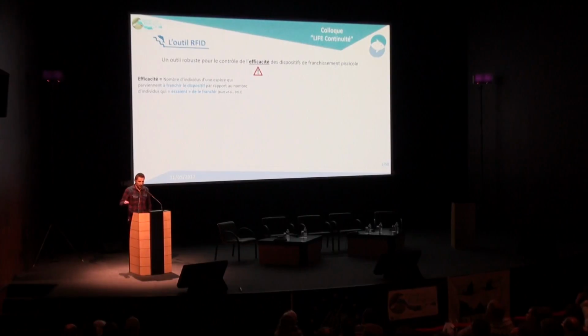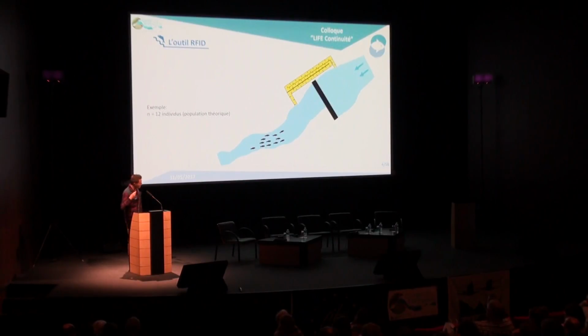So the first tool I would like to mention today is the RFID tool, which is really robust and efficient to check the efficiency of fish passes or fish crossing tools. So I will define what I mean by efficiency. This is the efficiency definition in writing on the previous slide, and this is the picture of what we think efficiency should look like.